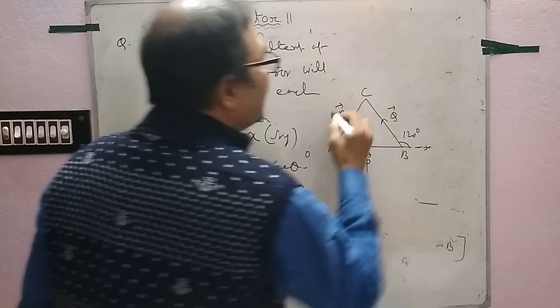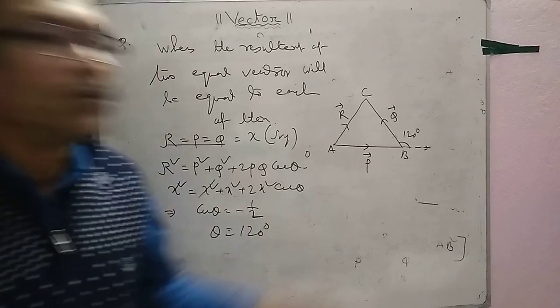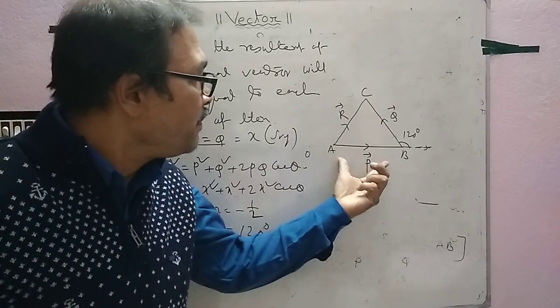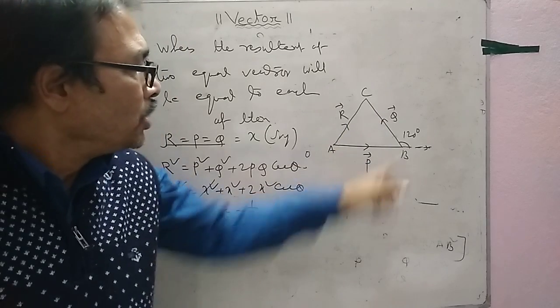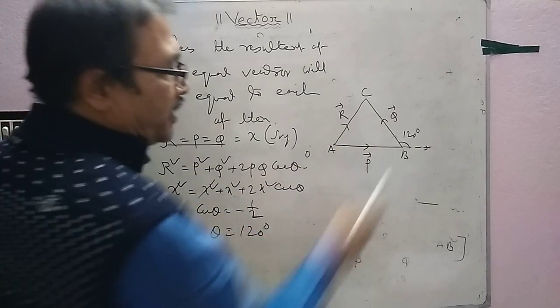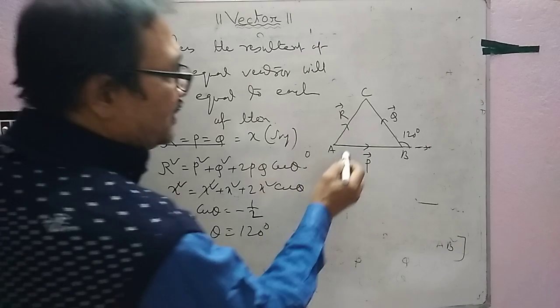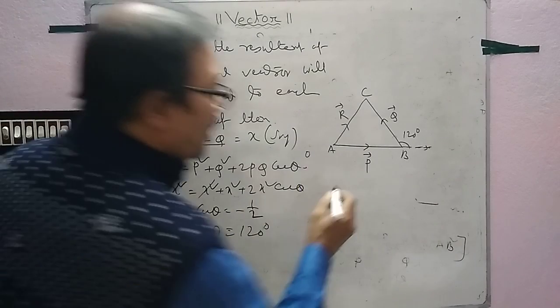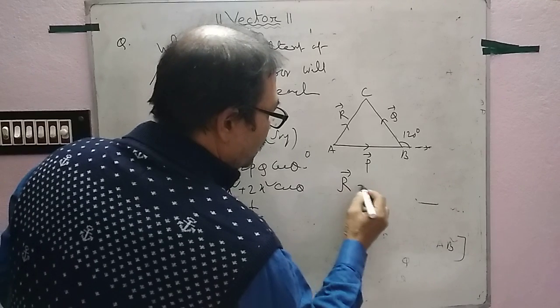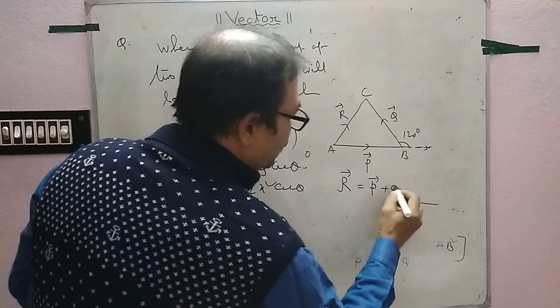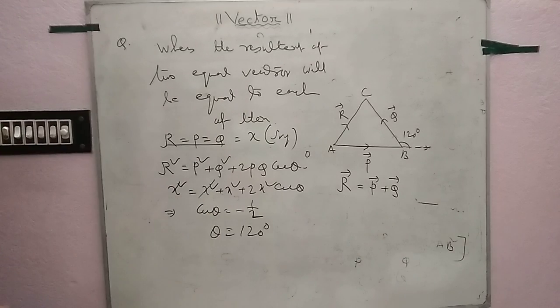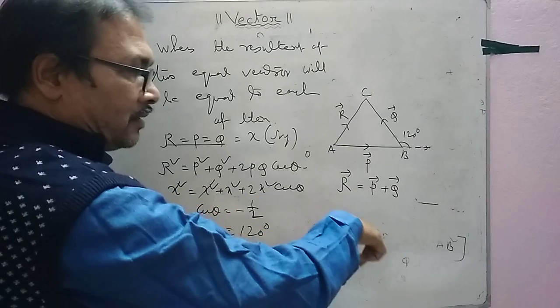This is R vector. Equilateral triangle, একটা সমবাহু ত্রিভুজ. P equal to AB equal to BC equal to CA. Follow? Every angle, this angle 120 degree. So resultant vector, this is the resultant. Here, R equal to P plus Q. Clear? R equal to P plus Q. Figure clear?